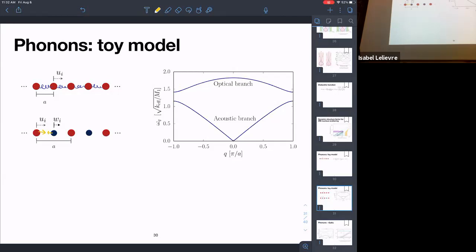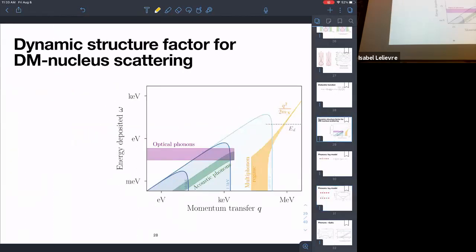So this looks much more like a localized oscillation. That's why these end up having a finite energy even at zero momentum here. So that's roughly the picture for the optical and acoustic phonons that I was showing yesterday in this plot for the response.